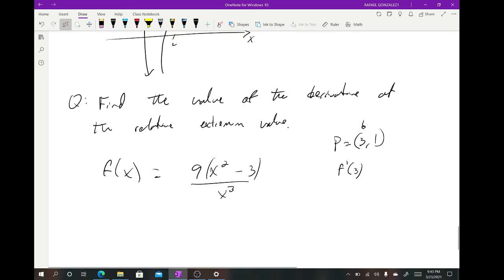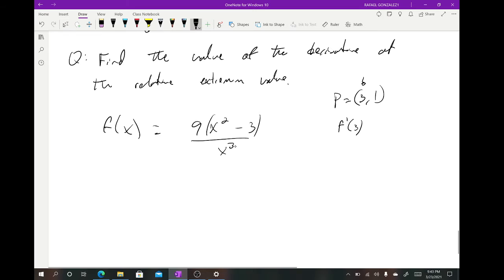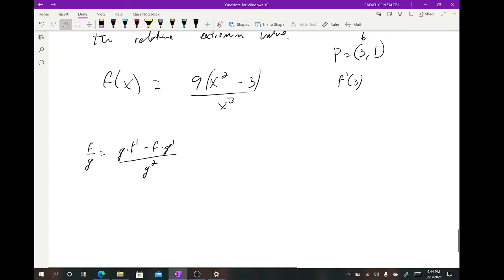So basically I have to find out what f prime of 3 is. Okay? Well, I have a function here. I have a quotient. So I have to use the quotient rule. So by now you should know that the quotient rule, f over g, is going to be g times f prime minus f times g prime divided by g squared. Okay, by now you should know that.